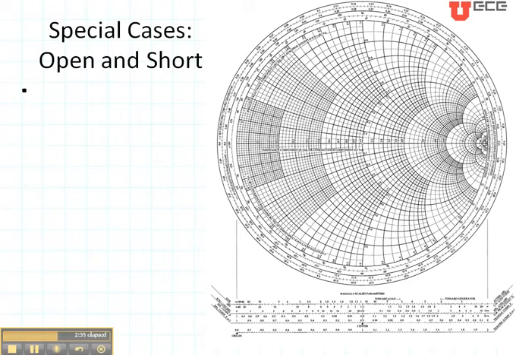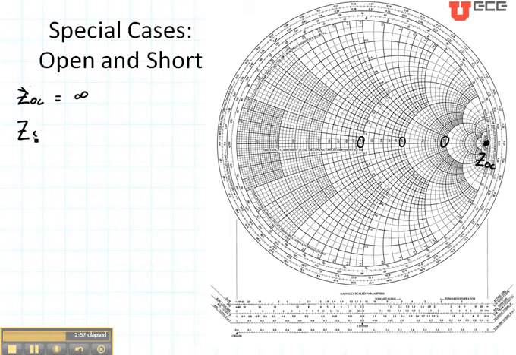So for an open, we know that the impedance of an open circuit is equal to infinity. So let's find where the real part becomes very, very big. Here's the real part of 1. Here's the real part of 2, 50, and so on. Right here is where we have the impedance of an open circuit.